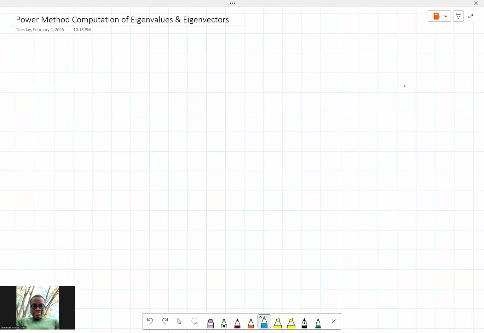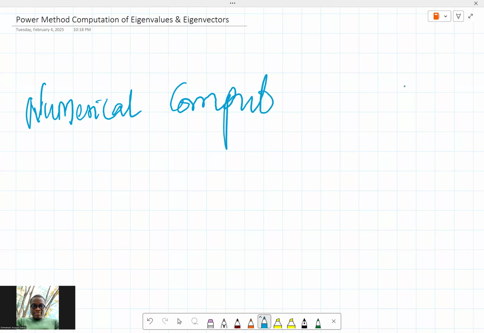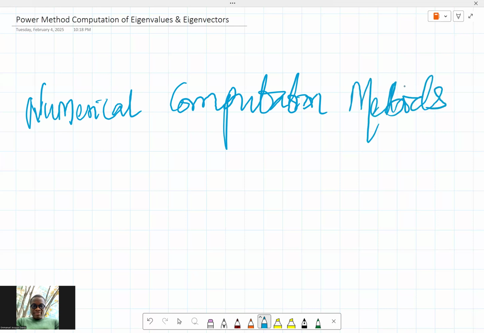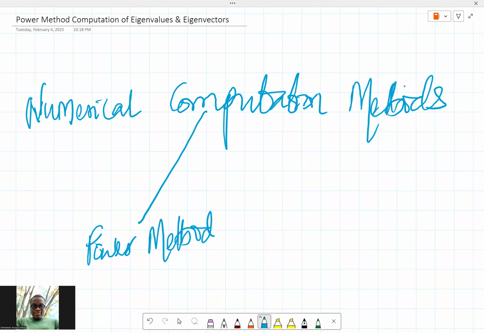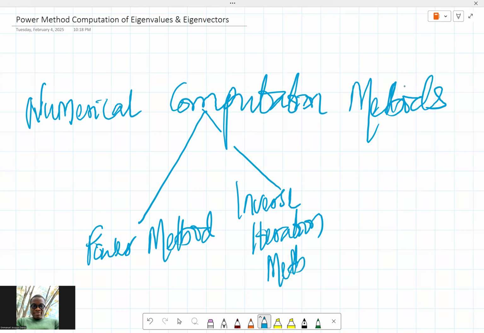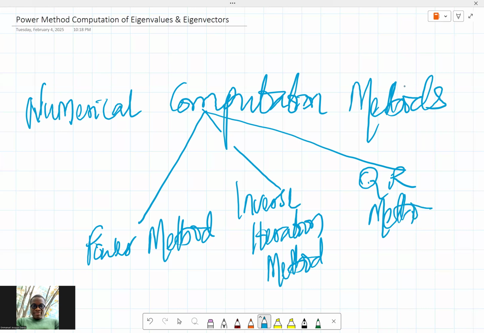Okay, let me do it this way. Numerical computation methods. Of course, for eigenvalues and eigenvectors, we have the power method. All right. We have what is known as the inverse iteration method. We also have the QR method, so it's some kind of decomposition. QR method using Gram-Schmidt process.